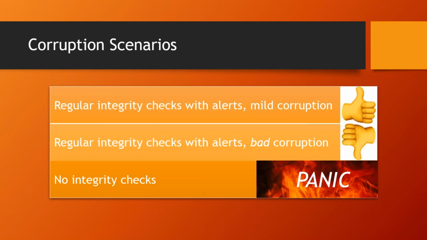The not so good scenario is you have regular integrity checks and alerts, so you find out right away when corruption is found, but it's the bad corruption kind. Microsoft recommends your first order of business is to restore from backup. Now, think about that. You're supposed to restore from backup if you've got the bad corruption.